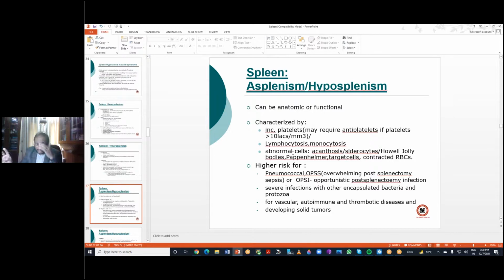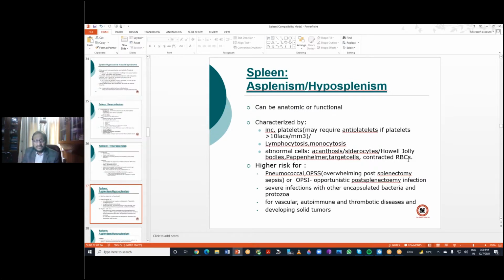You may have increased lymphocytes and monocytes, and you've got abnormal cells in the circulation which are supposed to be removed in the spleen, but the spleen is not functioning anymore. So these are there in the circulation. Like for example, siderocytes, Howell-Jolly bodies, Pappenheimer bodies, target cells, contracted RBCs, which were not supposed to be there in the circulation. The spleen was supposed to remove them, but the spleen is not functioning. So these are now found inside the circulation.